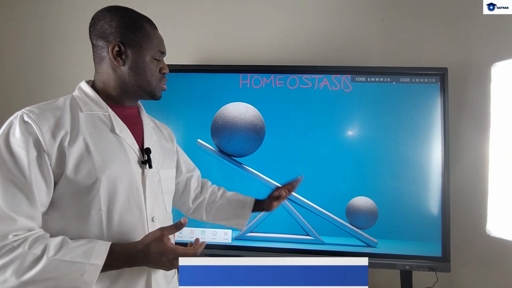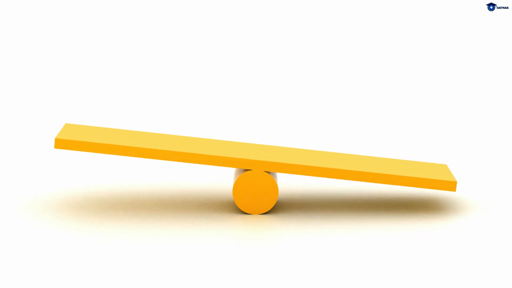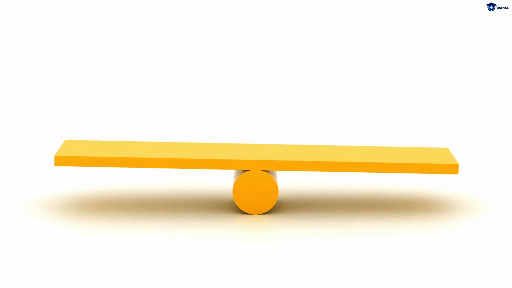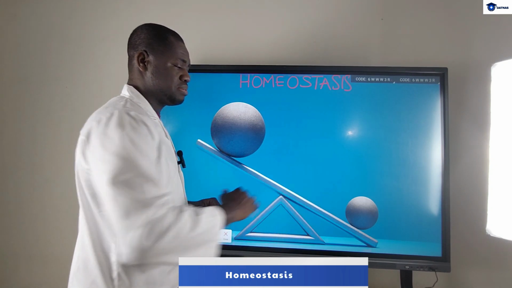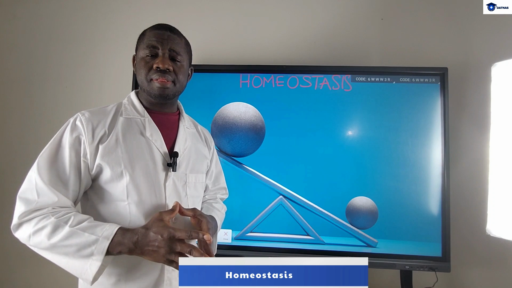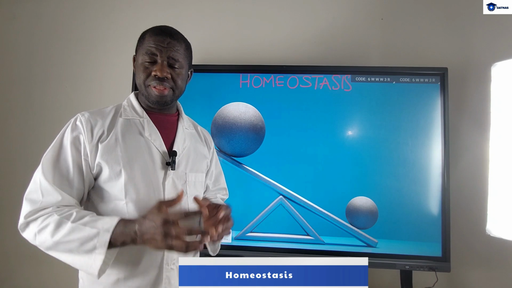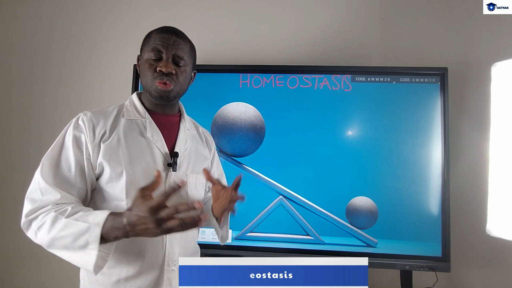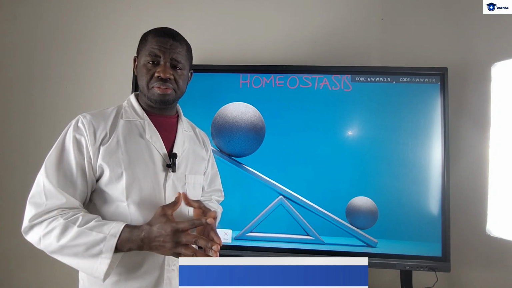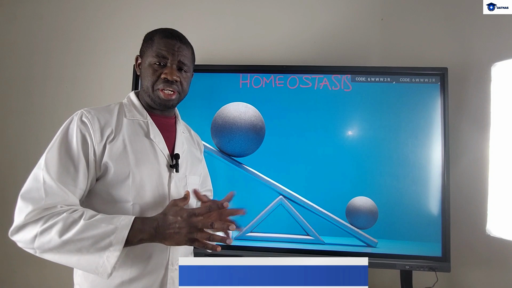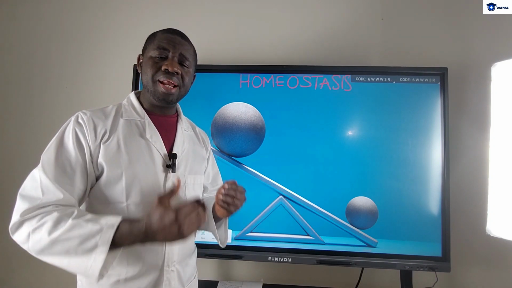This shows an example of imbalance. What the body does is to ensure that there is a balance. Because the body is a complex entity, there are conditions or situations that can challenge the normalcy, or the normal state, of the body. The body has a way of ensuring balance.